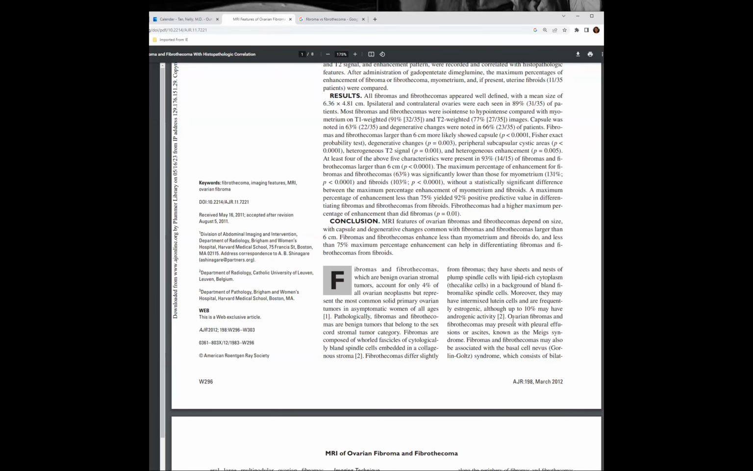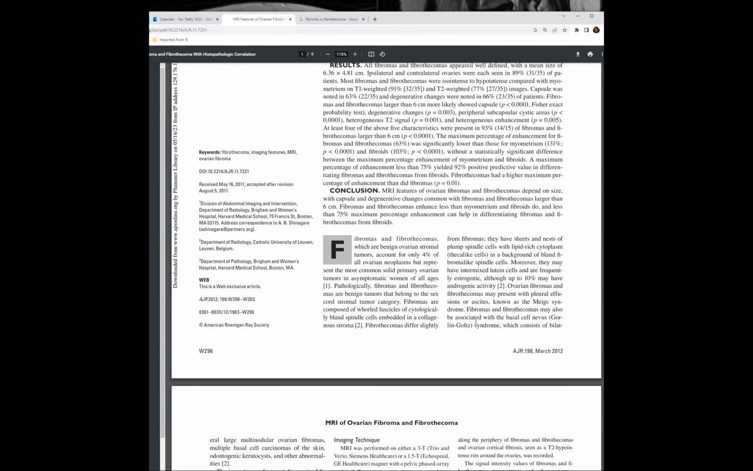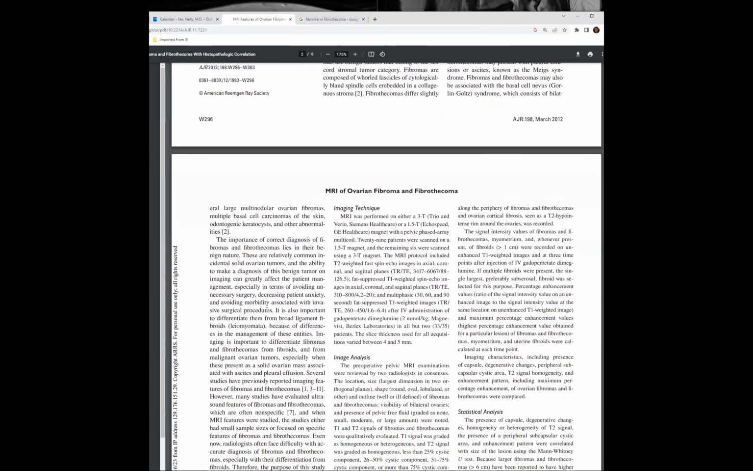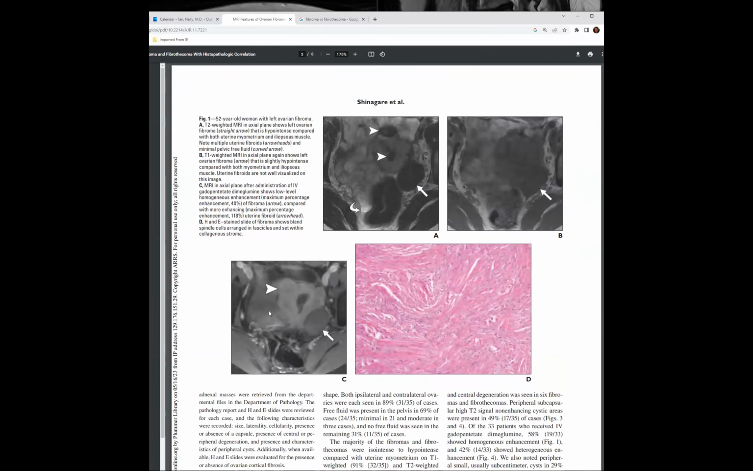They are associated with Meigs syndrome. So they can present with pleural effusion or ascites, and it's associated with a syndrome associated with basal cell nevus, Gorlin-Goltz syndrome. In that syndrome, patients get multinodular bilateral ovarian fibromas. They get skin findings too, basal cell carcinomas, and other physical findings. On imaging, they are T2 hypointense.